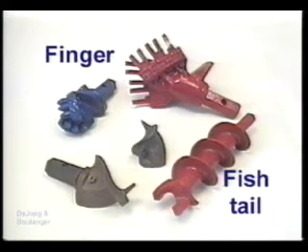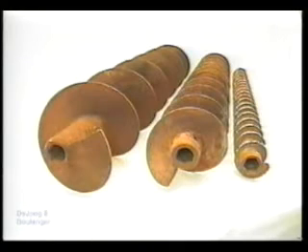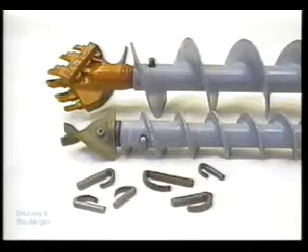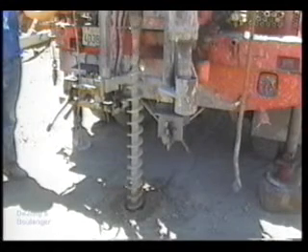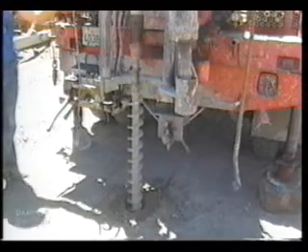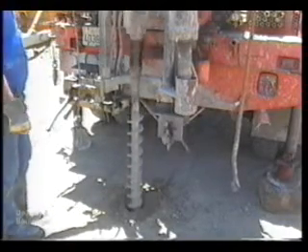Variations of the two most common types of bits, the finger and fishtail, are pictured here. Flights of auger are typically 5 feet long and come in outside diameters ranging from 4 inches to 14 inches. The connections between the drill bit, auger flights, and drill head use male and female connections that are secured by auger pins. The borehole is advanced by hydraulically lowering the rotating drill head as the auger and bit penetrate the soil. Flights of auger are added to the system as needed.